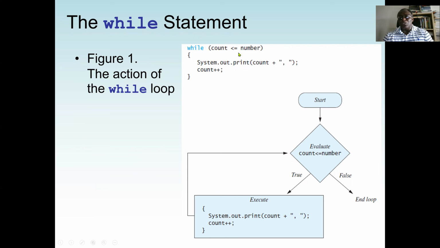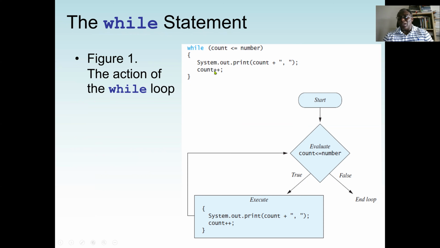Then now I will tell the user to enter a number. So I'll use the Scanner class for the user to enter the number. Now, let's say the user enters 10. We will say, okay, is count less than or equal to 10? We start the count from 1, so 1 less than or equal to 10, true. If it's true, then we print the count. We are going to print 1.